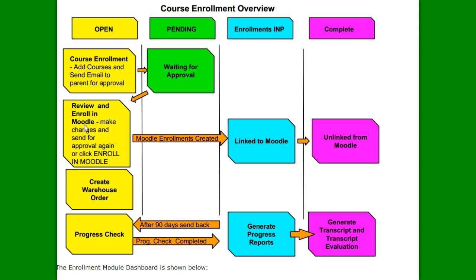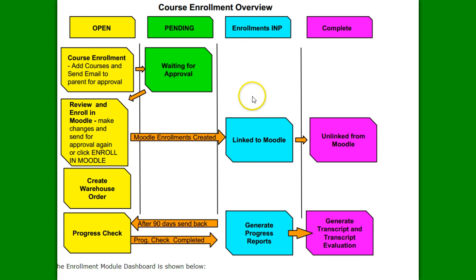But once approved, your next step is going to be enroll in Moodle, which will send it, well actually, correction, your next step will be to create the warehouse order and then send it to Moodle. So then at that point it will go over to your enrollments in progress and then come back over to open at every 90 days so that you can check on their progress. We'll talk about that more later on, but just for you to get kind of a general idea of how the tabs and the enrollment module work.